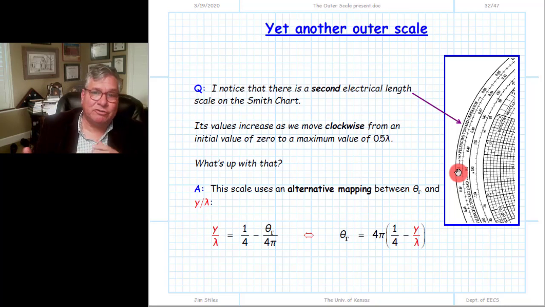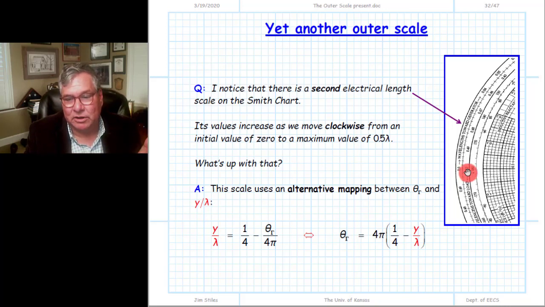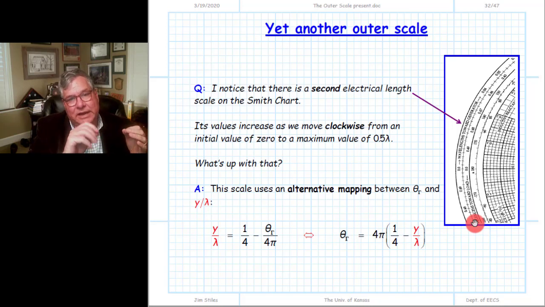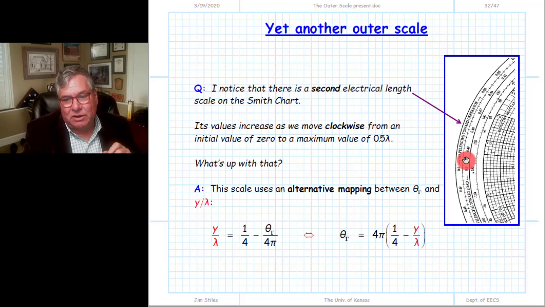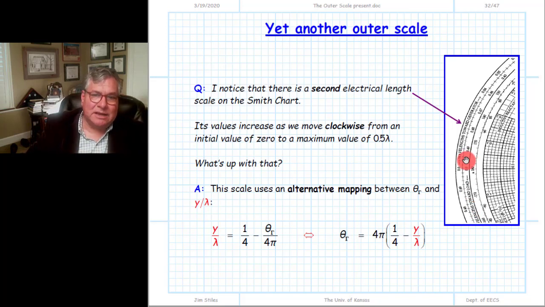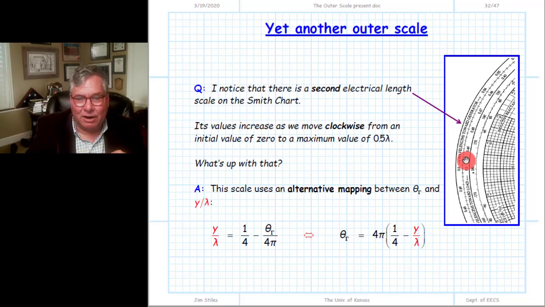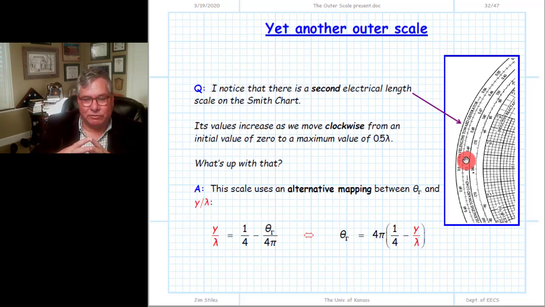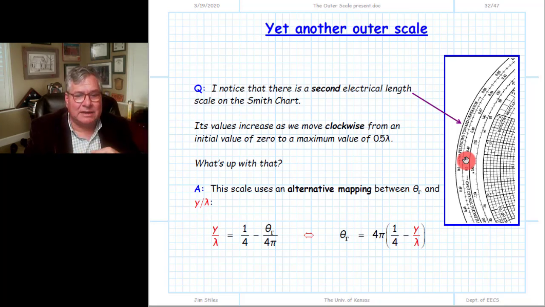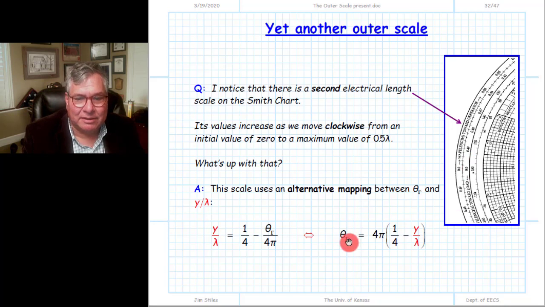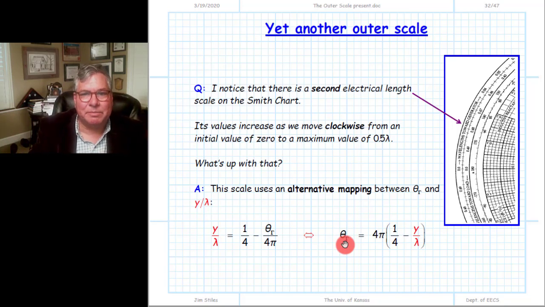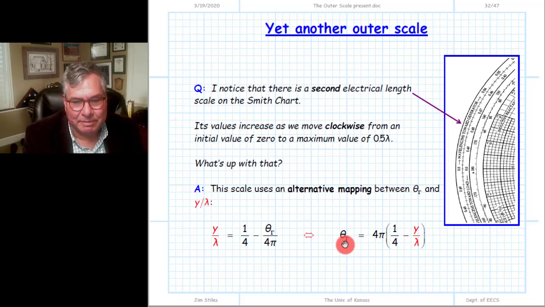The difference is the direction of increase. For the wavelengths toward load, it was increasing as we rotated in a counterclockwise direction. Now for wavelengths toward generator, we're finding that that scale will increase as we rotate in a clockwise direction around the Smith chart. Because of that, the alternative mapping that we can use for this scale, I'll again call it y. I probably should call it something else, or y prime or something, but it doesn't matter. Again, these equations are not very important.